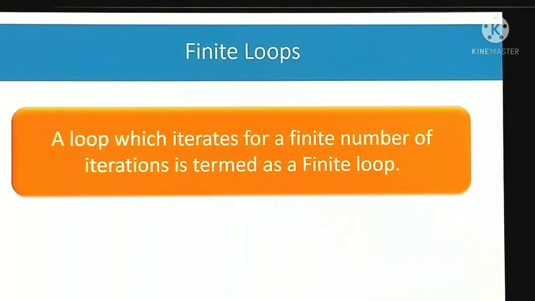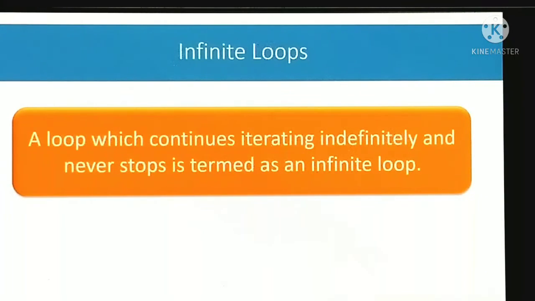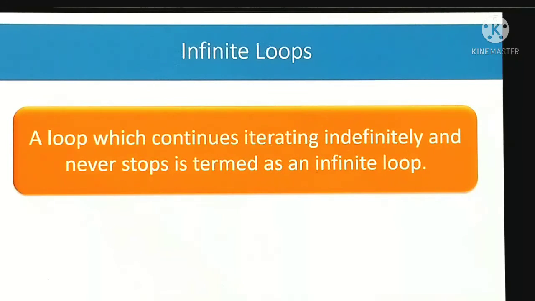What about finite loops? A loop which iterates for a finite number of iterations is called a finite loop. An infinite loop is a loop which continues iterating indefinitely and never stops. So an infinite loop is a loop that repeats for an infinite number of iterations, and we also call it an endless loop.